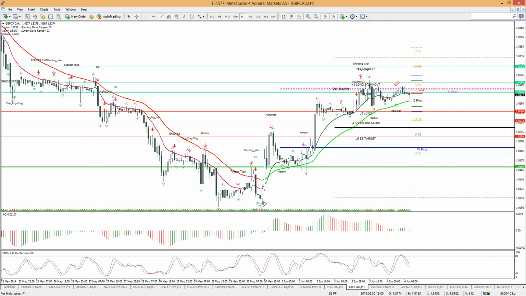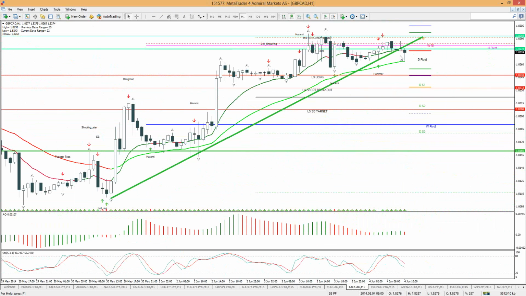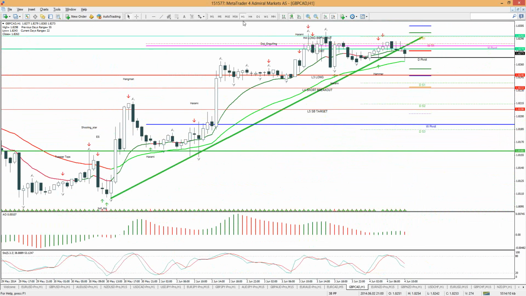Pound CAD might get follow through too if it breaks this trend line, which it actually is doing. We'll have to see if we can really push through this trend line. It's a bit too early to tell, I think.